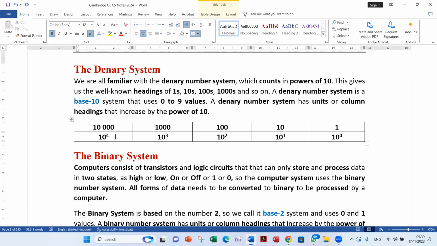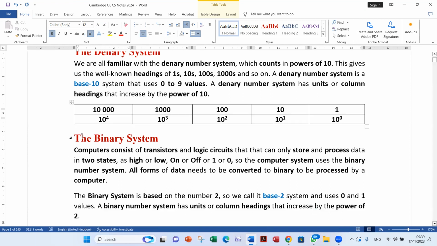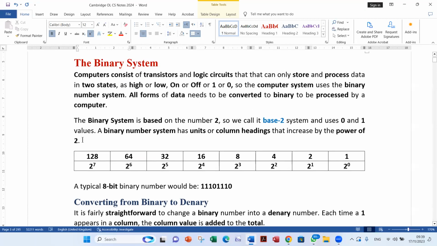So computers consist of transistors. Let us move to the computer world. A computer consists of transistors and logic circuits. We will be doing logic circuits in chapter 10. It is very interesting, and it is easy to earn marks with logic gates that can only store and process data in two states, either high or low, either on or off, either 1 or 0. We only have two states, so we call this binary.